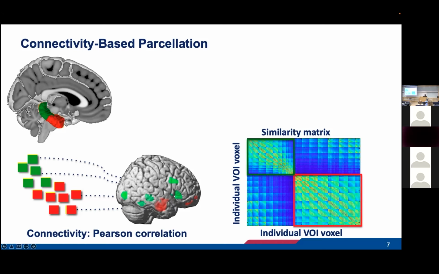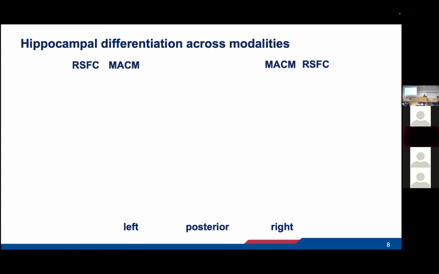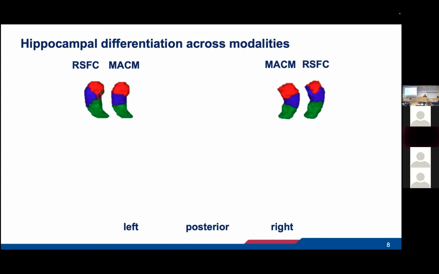And you can also see here that each of the subregions then has also a unique connectivity profile to the whole brain. So my first study showed that we can, based on functional connectivity, divide the hippocampus into the anterior-posterior dimension.